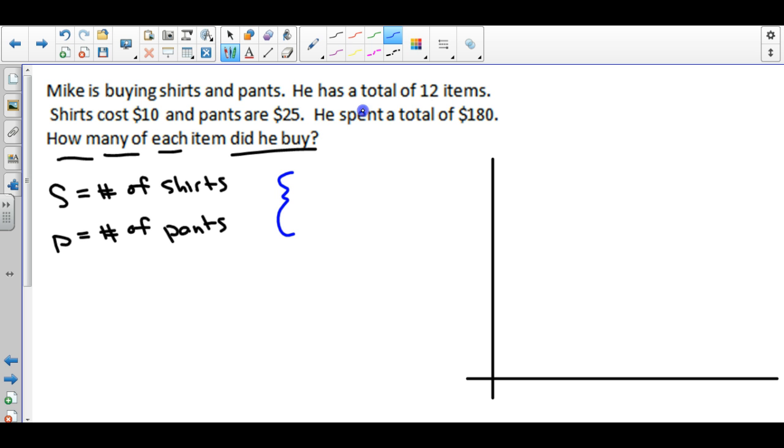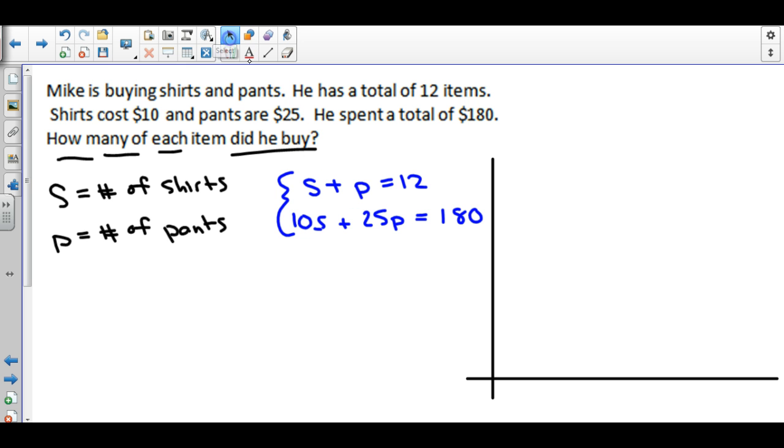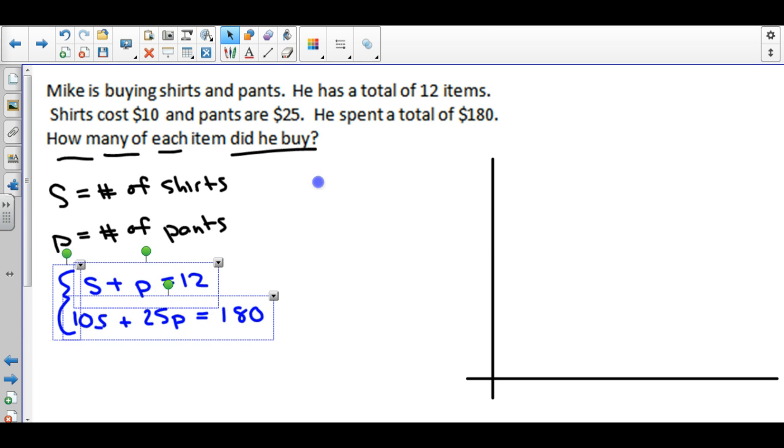He has a total of 12 items, so if I take all the shirts that he bought and all the pants and add them up, it has to be 12. So S plus P equals 12. That's when he gets to the counter and hands them his number of items. Whatever the combination is, it has to add up to 12. Now for the money, it's $10 per shirt, so $10 times the number of shirts, plus $25 times the number of pairs of pants, that came out to $180. So I have two equations written in standard form. I know they're in standard form because my variables are on the same side of the equal sign.